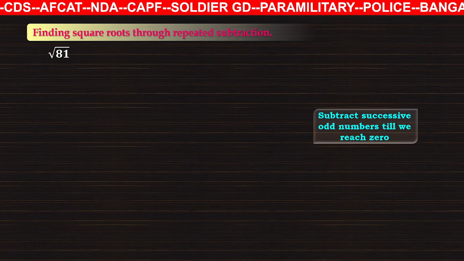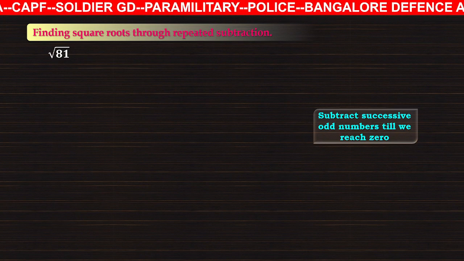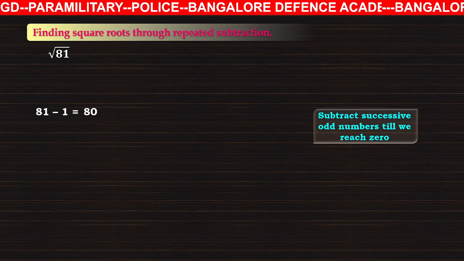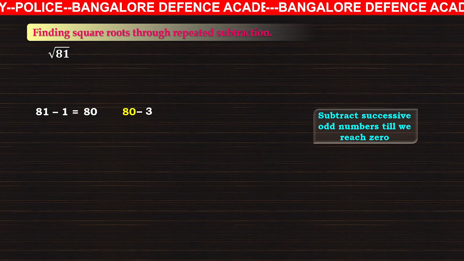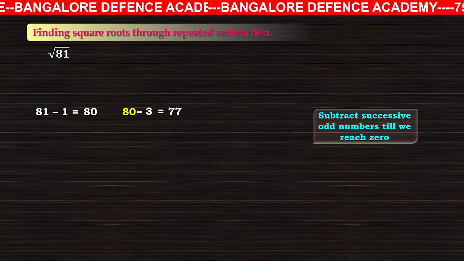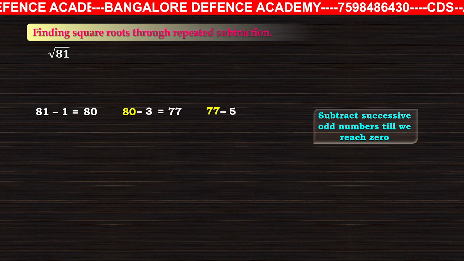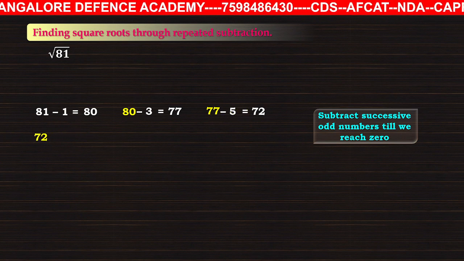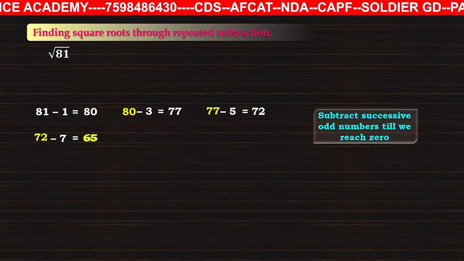You have square root of 81. So here what I'm going to do, subtract successive odd numbers till we reach 0. So look at this now. 81 minus 1 gives me 80. Then you take 80 minus 3, that gives me 77. Now you take 77. 77 minus 5, it gives me 72. Now you take 72. 72 minus 7, you get 65.